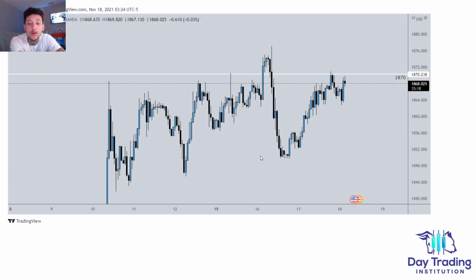Now, the way to avoid this is doing one of two things. Either you use a bigger stop loss, or you enter after the stop hunt. But the risk you take is not knowing when the stop hunt is going to happen, right?